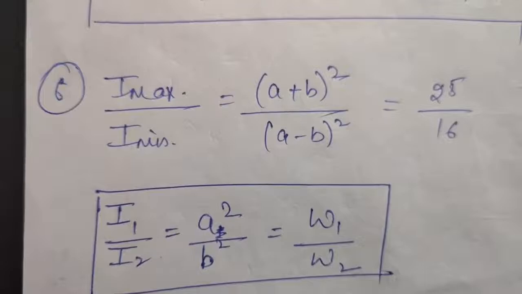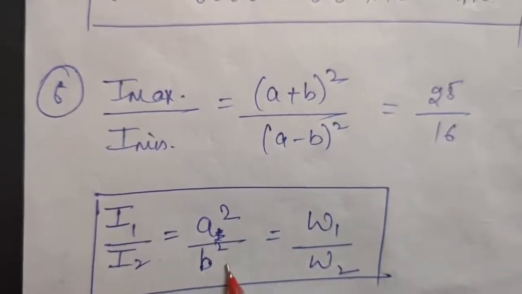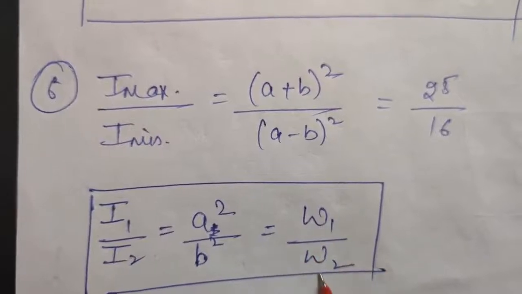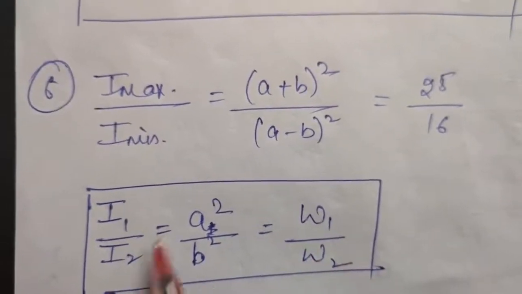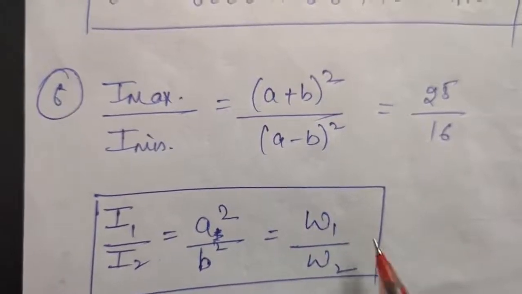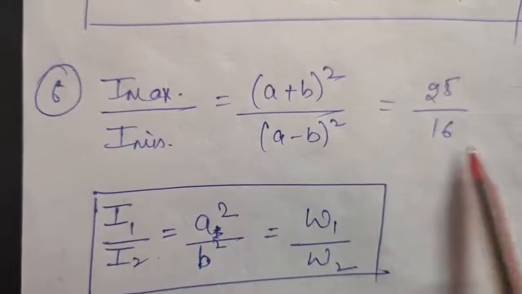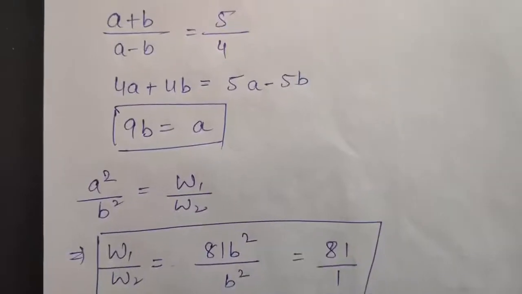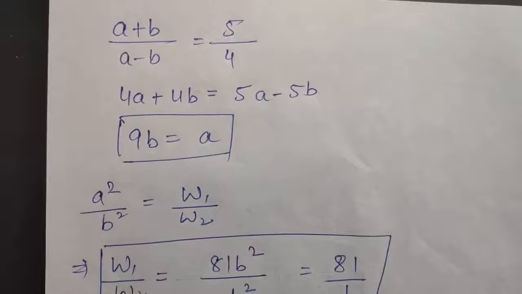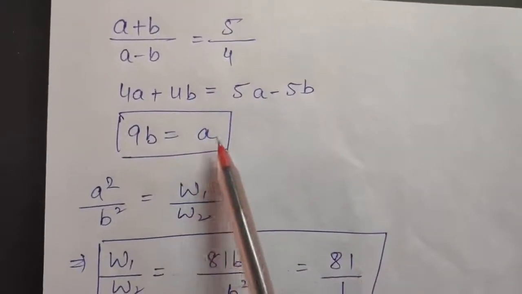And I have told you one more formula, that is I1 upon I2 is equal to A square upon B square is equal to W1 upon W2. That is, if we calculate A square by B square, we can easily calculate W1 by W2, and this is nothing but the ratio of slits. So if you take square root on both the sides, you will get (A plus B) upon (A minus B) is equal to 5 by 4. Solving it, you will get A is equal to 9B.